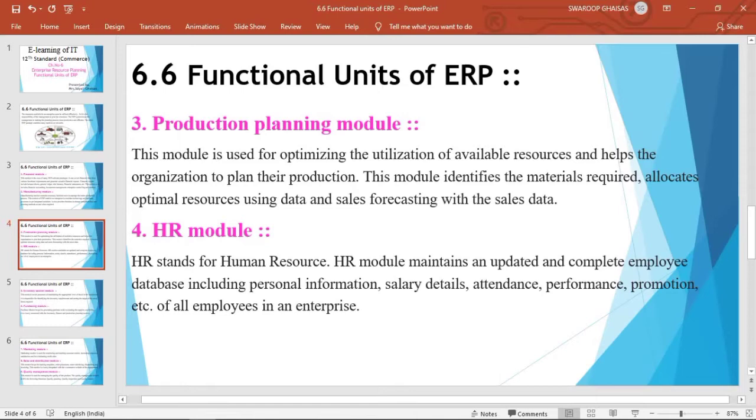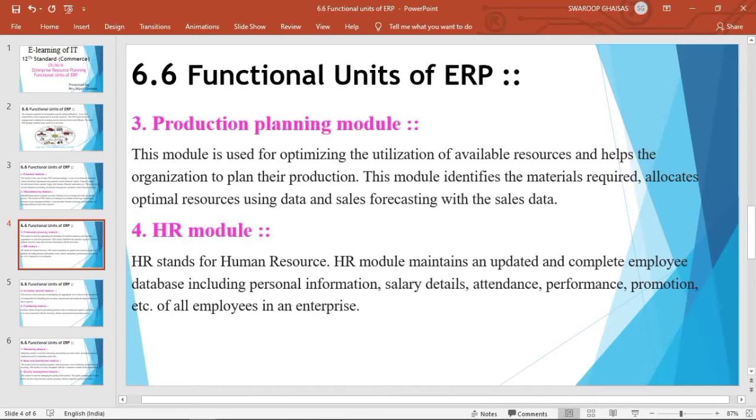Such resources will be optimized by having proper planning for production. This module identifies the materials required, allocates the optimal resources using data, and does sales forecasting with the sales data. So they can analyze the sales data, and as per the sales data they can plan production, allocate the resources using the data, and identify the materials required, maybe raw material required for the production process. So that is the production planning module.